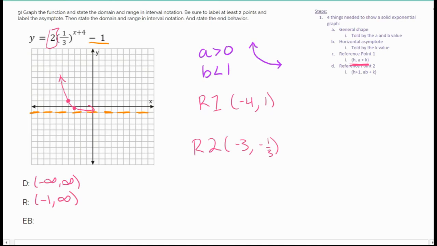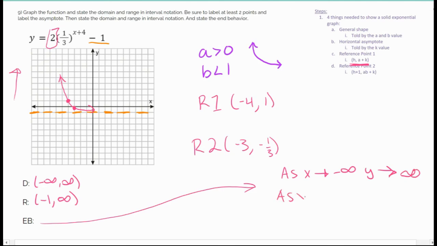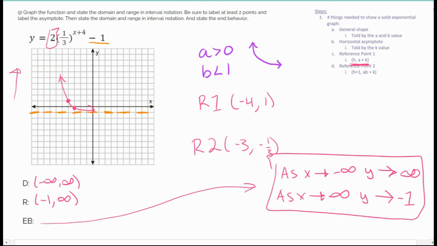Now, as far as my end behavior goes, I'm going to go ahead and write that on the right over here to give me some more space. So remember that is written as x goes towards -infinity, y goes towards what? As we go to the left, the y value is going up, so we're going towards positive infinity. Now, the second part is as x goes towards positive infinity, or as we go to the right, y goes towards what? As we go to the right, y is going towards -1, yet it is never reaching it. So there's my end behavior, domain, range, and graph.